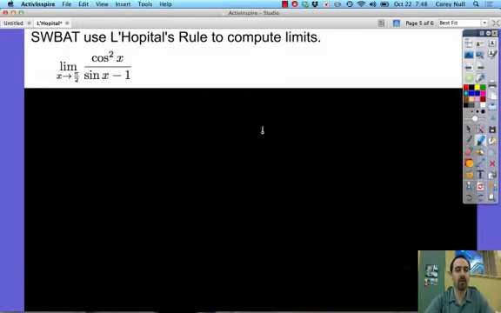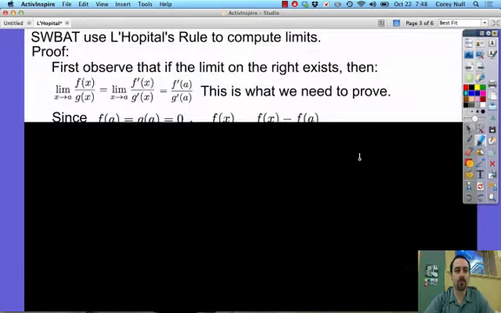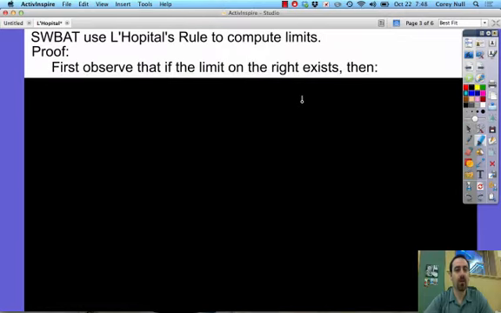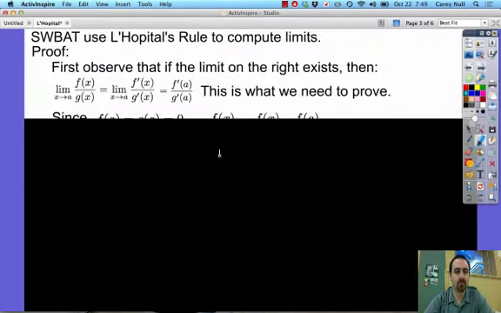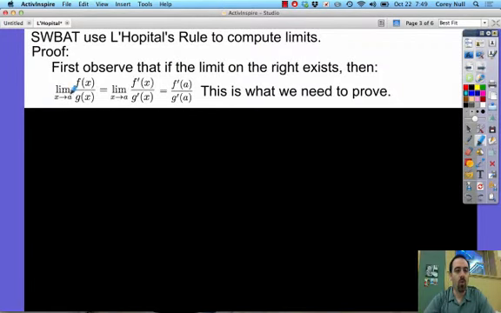So let's look at the proof now. Here's the proof. What we have to observe first of all is, if this is going to work, so if the limit on the right exists, if this thing exists right here, what that means is that I can plug in a and get a result. So it means that if this works, then the limit as x goes to a of f of x over g of x is f prime of a over g prime of a. And that's what we need to prove. So that's what we're going to try to prove.